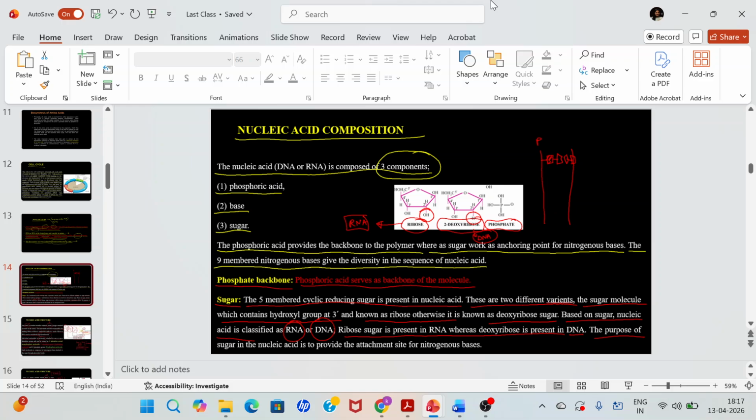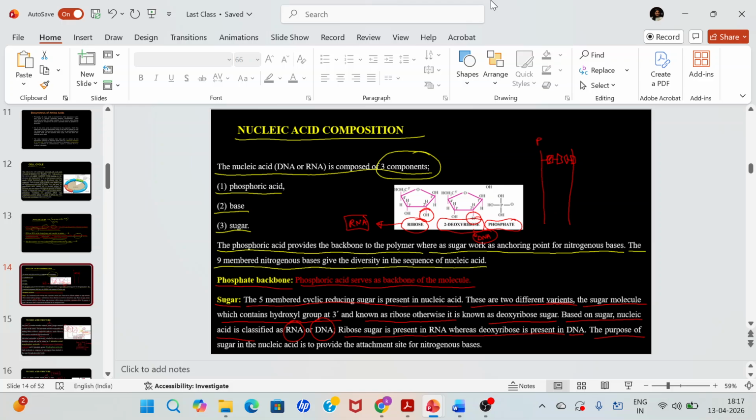Now, when the sugar is present in RNA, it is a ribose sugar. When present in DNA, it is the deoxyribose sugar. So at the 2' position of the sugar, the O is missing, oxygen is missing, so it is a reduced sugar. Okay, so the 5-membered cyclic reducing sugar is present in nucleic acid. There are two different variants. The sugar molecule which contains a hydroxyl group at the 2' position is known as ribose; sorry, it is 2', not 3', it is written wrong here. It should be 2' only. Otherwise it is known as the deoxyribose sugar.